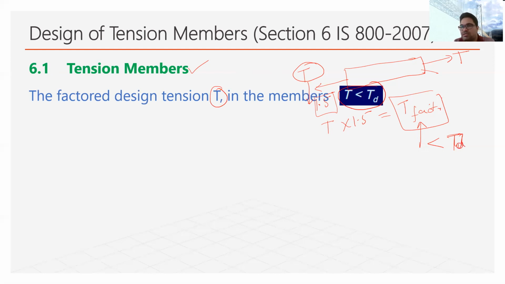So we always design our member in such a manner that the factored tension force which is applied to this member will always be less than the design tension strength of this member. That is the first rule in our design of tension members.